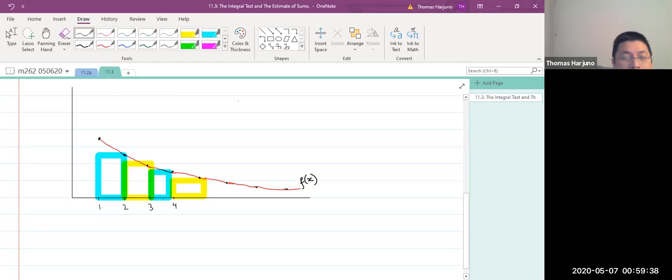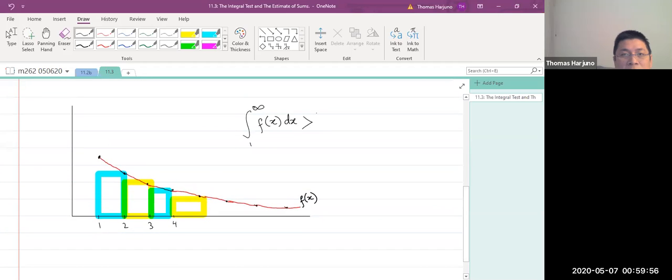Now you see that the integral from 1 to infinity of f(x) dx is greater than the summation of the terms from the second term, because the height here is the same as the second term. This is A2. This is A3. Why? This is A3.